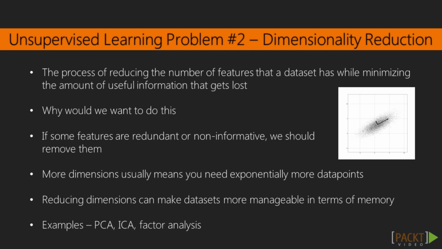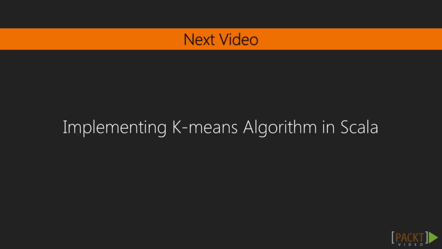The diagram shown here is a reference to PCA, which finds the direction of greatest variance in your data and uses these directions as the new coordinates in a lower dimensional space. We will study the PCA algorithm in greater depth later in this section. In this video, we introduce the topic of unsupervised learning as well as the clustering and dimensionality reduction problems. In the next video, we will focus on our first clustering algorithm, k-means clustering, and we will also implement it in Scala.